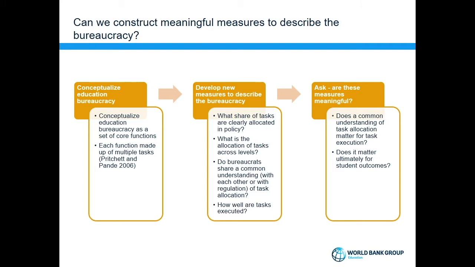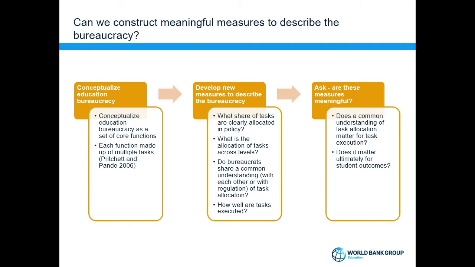So the questions that we try to answer are here. So basically, we try to answer whether tasks are clearly articulated and allocated in regulation. So in legislation, we call that sort of de jure. We ask also what level the allocation is in terms of the education system. We don't have a normative stance on this necessarily, but we think it could be informative.